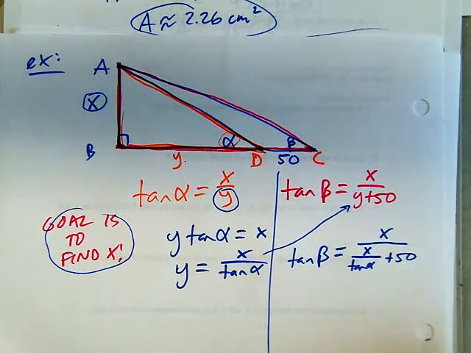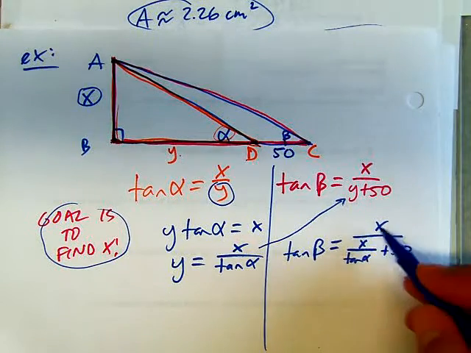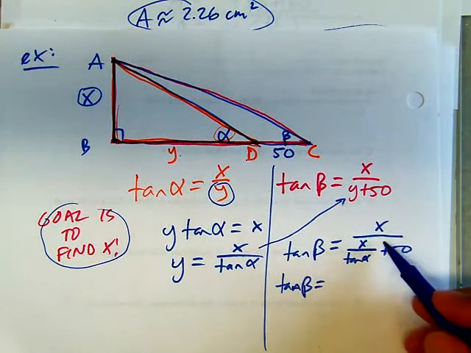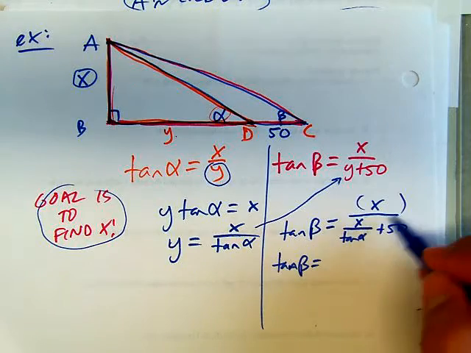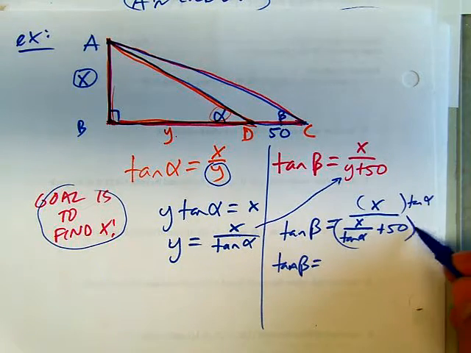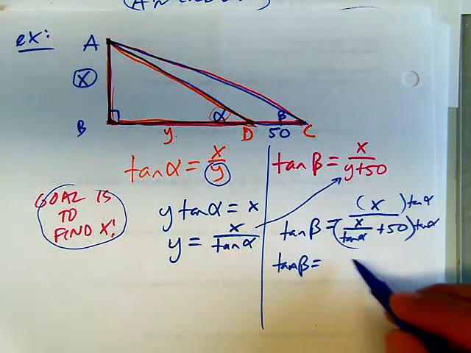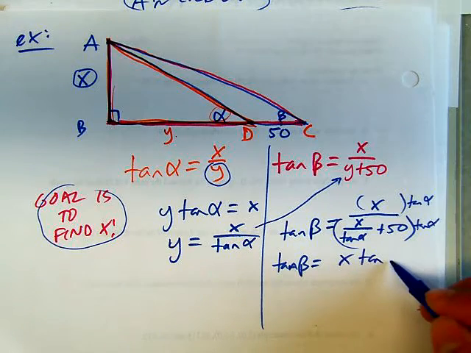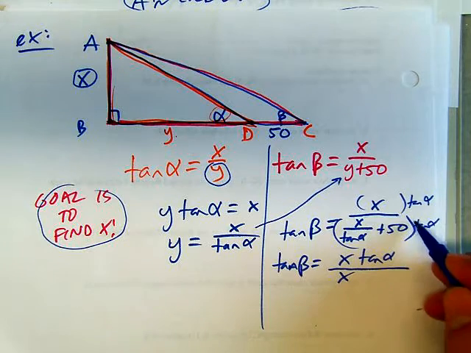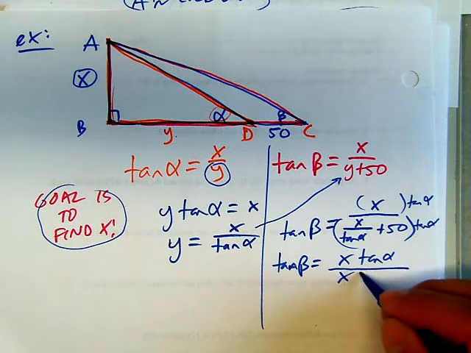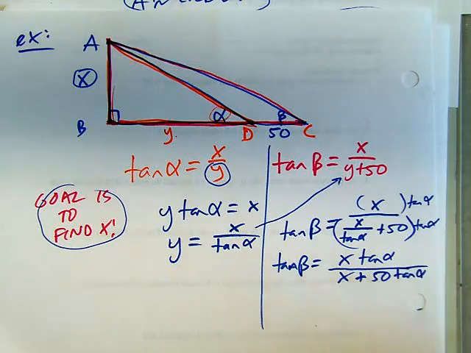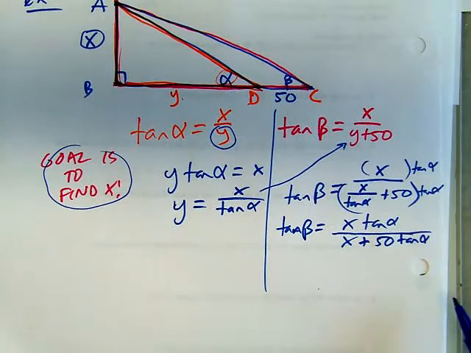plus 50. And I know this is kind of strange looking, but we know how to take care of complex fractions. So if I multiply by tangent alpha to the numerator and the denominator, now I get x times tangent alpha all over just x, because the tangent alpha cancels, and then plus 50 tangent alpha. All right.